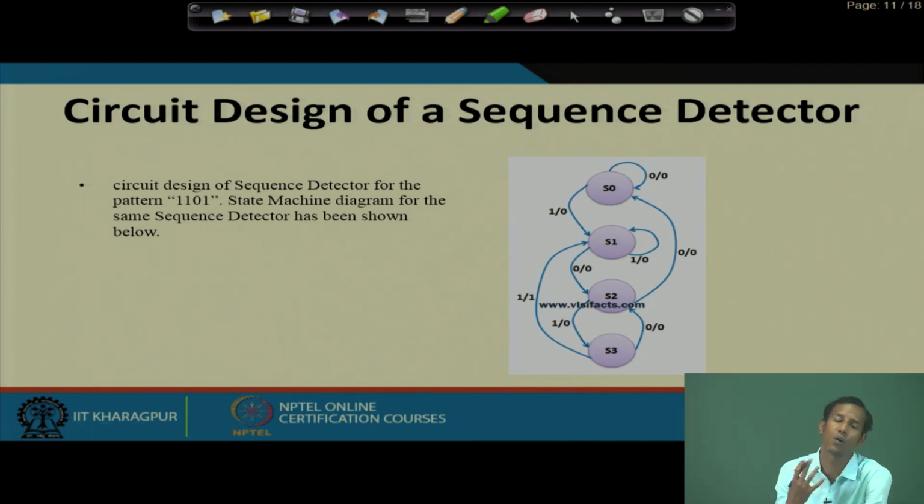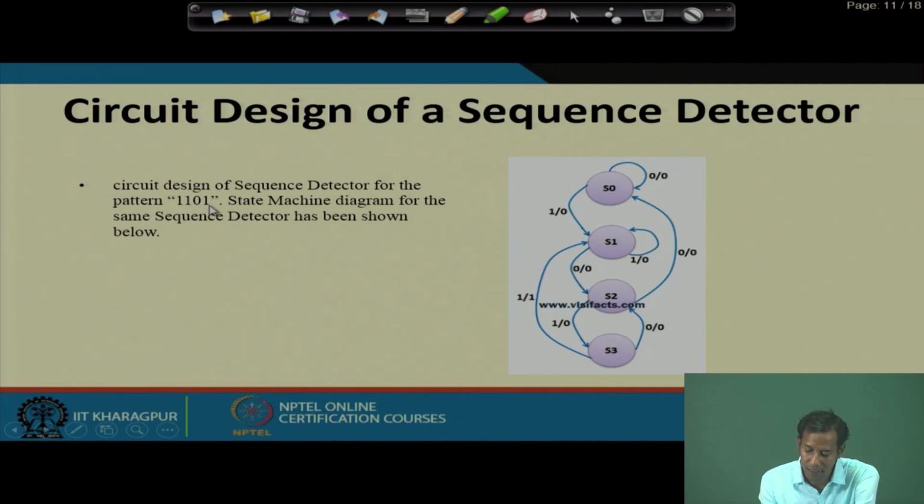So how can I make a detector circuit which can detect the sequence 1101? At the very beginning, we can draw the corresponding finite state machine. As we have to detect a 4-bit pattern, 1101, we will have 4 different states: S0, S1, S2 and S3.